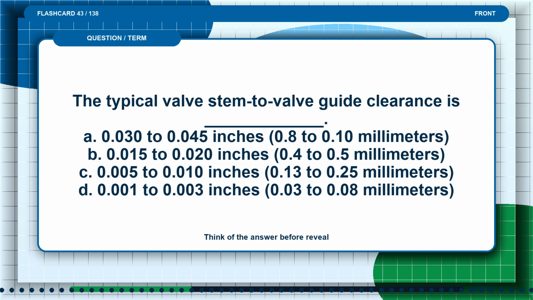Flashcard 43. The typical valve stem-to-valve guide clearance is blank. A, 0.03 to 0.045 inches, 0.8 to 0.1 millimeters. B, 0.015 to 0.02 inches, 0.4 to 0.5 millimeters. C, 0.005 to 0.01 inches, 0.13 to 0.25 millimeters. D, 0.001 to 0.003 inches, 0.03 to 0.08 millimeters. Pause and think of the answer before the reveal.